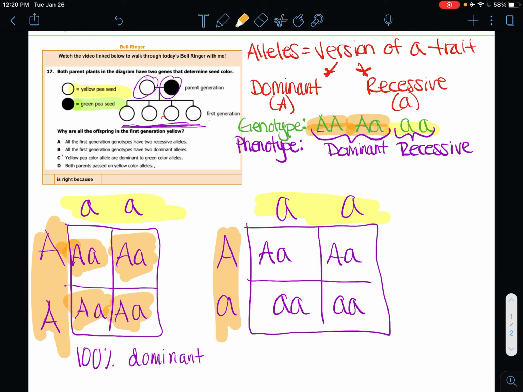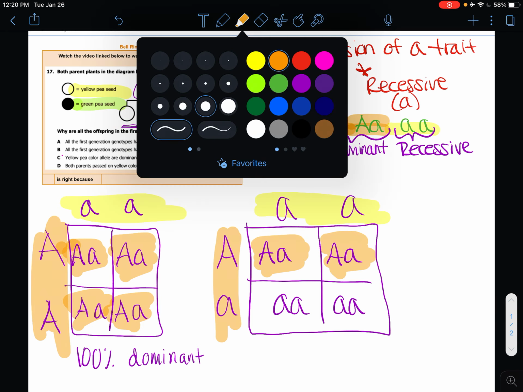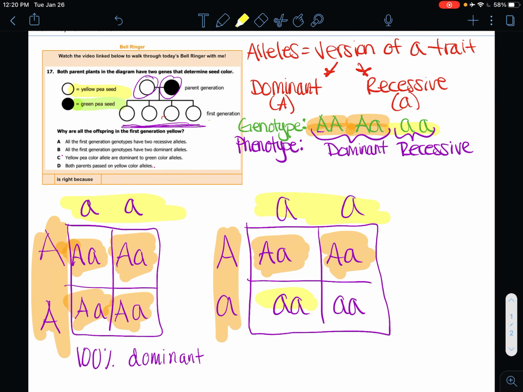Over here, there's one dominant because there's one capital letter, but down here, we've got 2 lowercase letters. So these are 2 recessive. So here we're going to have like 50% of the offspring have the dominant trait and 50% with the recessive trait. Now, why did I just go through all of that?